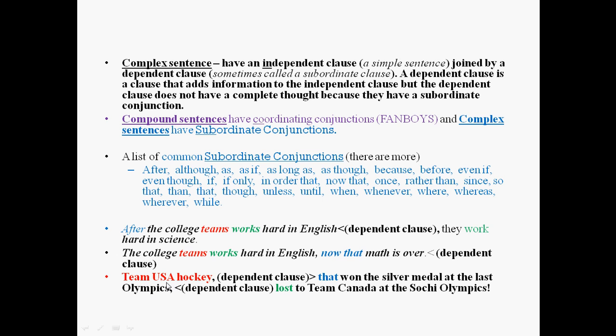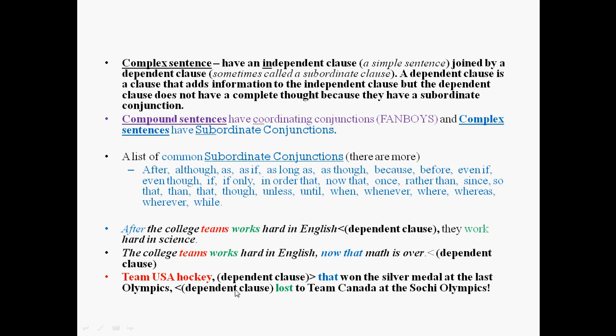Team USA Hockey, very sad. Team USA Hockey that won the silver medal at the last Olympics lost to Team Canada at the Sochi Olympics. So my dependent clause starts here and ends at Olympics. That won the silver medal at the last Olympics. What about that? So you're waiting for more information. Team USA Hockey lost to Team Canada at Sochi Olympics. So this section here is the dependent clause.